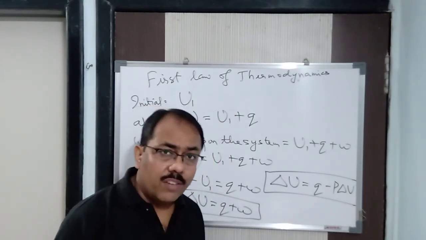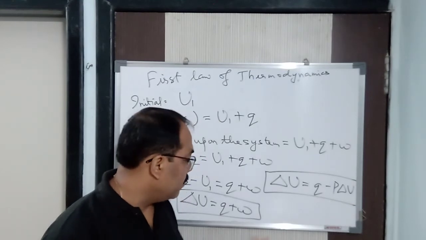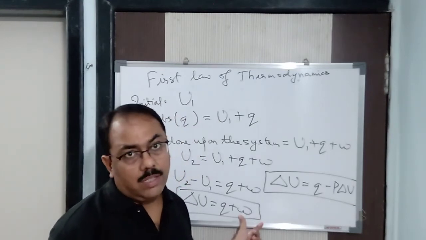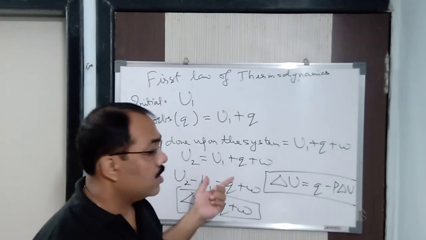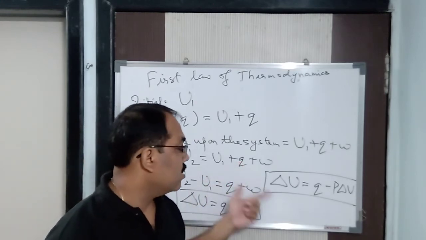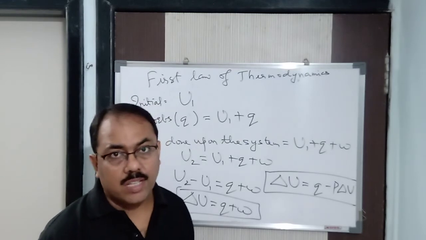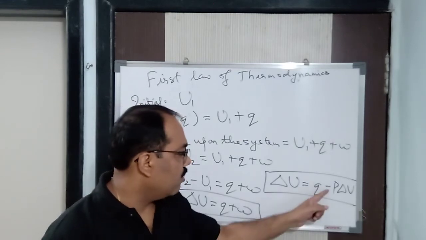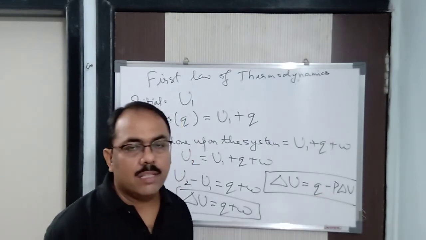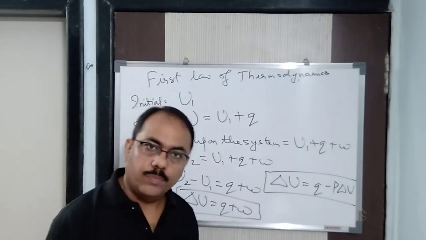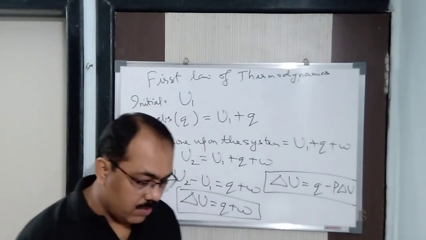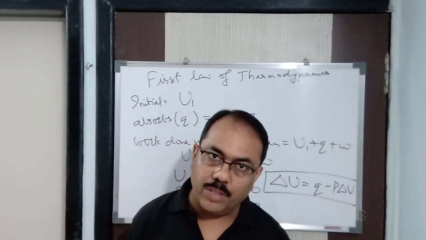Otherwise, if the work of compression is given, or the work done by the system is given, instead of upon the system, then this W will be positive. So instead of minus P delta V, I can write it as Q plus W. It depends upon the question.